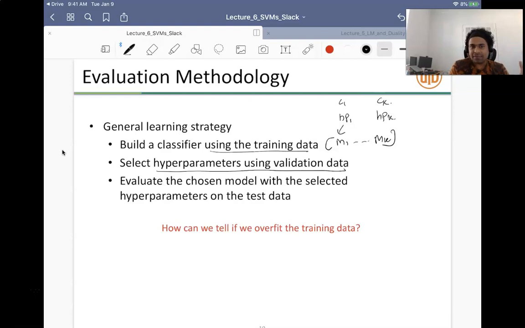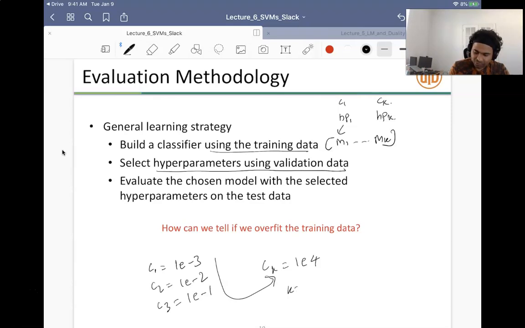Typically how this is done is that I take my C1 to be say 1E minus 3, and I multiply each of these by 10. So I take my C2 to be 1E minus 2, my C3 to be 1E minus 1, and I go ahead with this till maybe my CK is 1E plus 3 or plus 4. So basically I have swept through this entire range. Over here I have roughly 8, so K equal to 8, I think. I can't do the math very quickly right now, but I have essentially that many hyperparameters. This is the standard way of picking the regularization hyperparameter C.